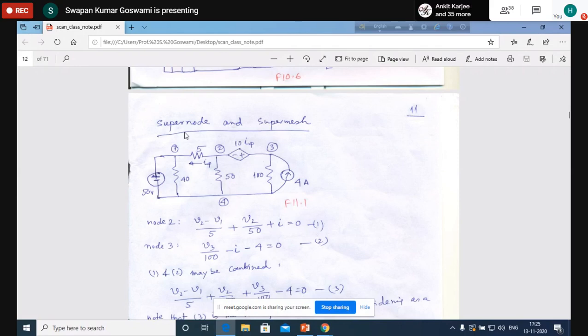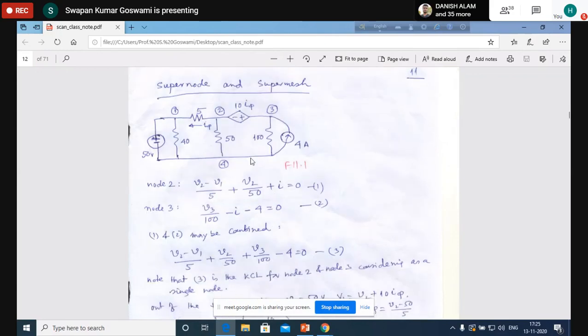Similarly, a super mesh means more than one mesh are included in a single mesh. That means in a loop there are more than one loop. In a node there are more than one node, and those nodes are called a supernode. Those meshes are called a super mesh. Let us again take the help of an example because it will be easier to understand. Say we are considering this network, figure 11.1, page 11.